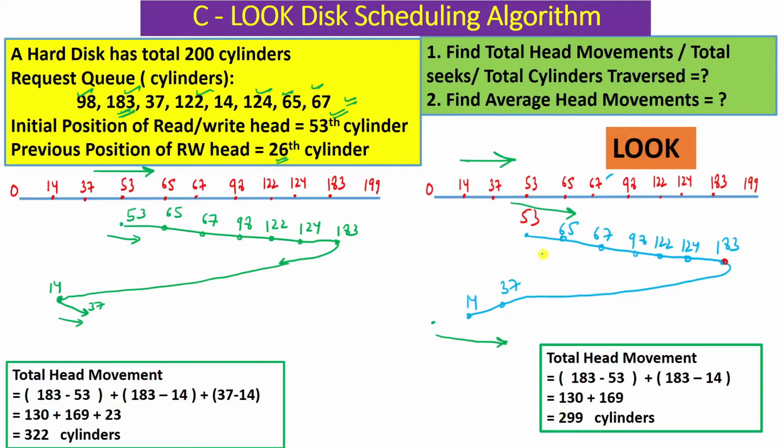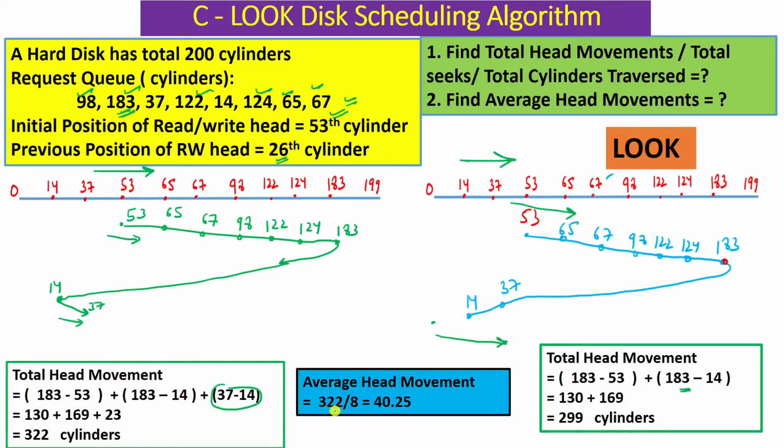You can see 53 to 183 was the same as before, and 183 to 14 is the same here also. But after that we are not adding anything, because all the requests have been serviced. This 37 minus 14 is the extra head movement in C-LOOK, that is 23 more, which is why we got 322 cylinders. So what will be the average head movement? 322 divided by the total number of requests, 8, so it will be 40.25.